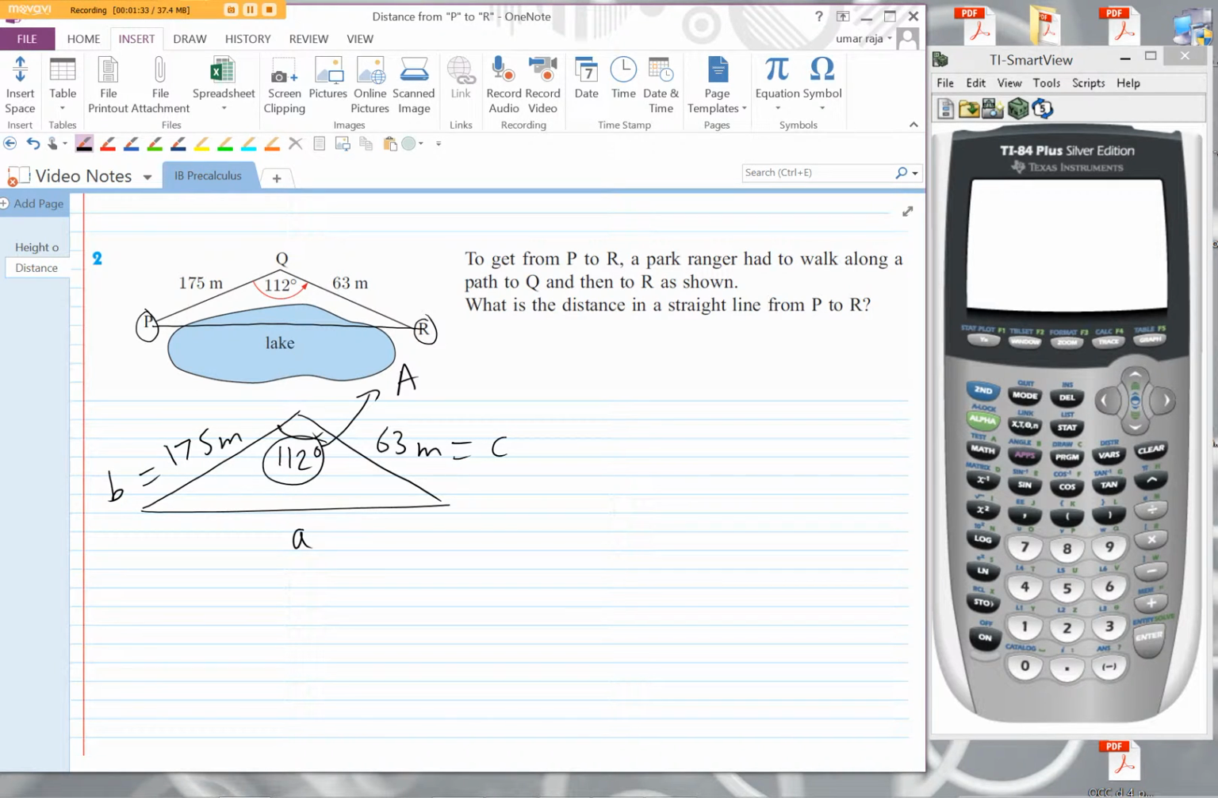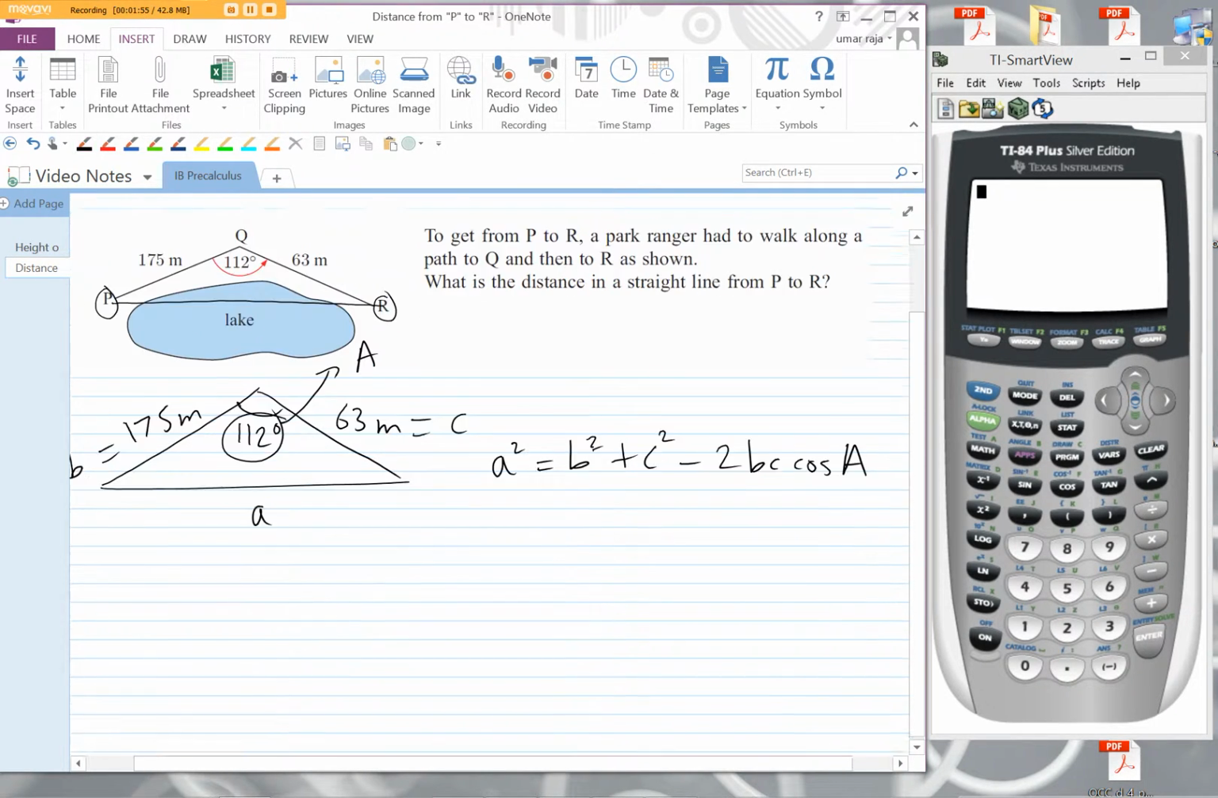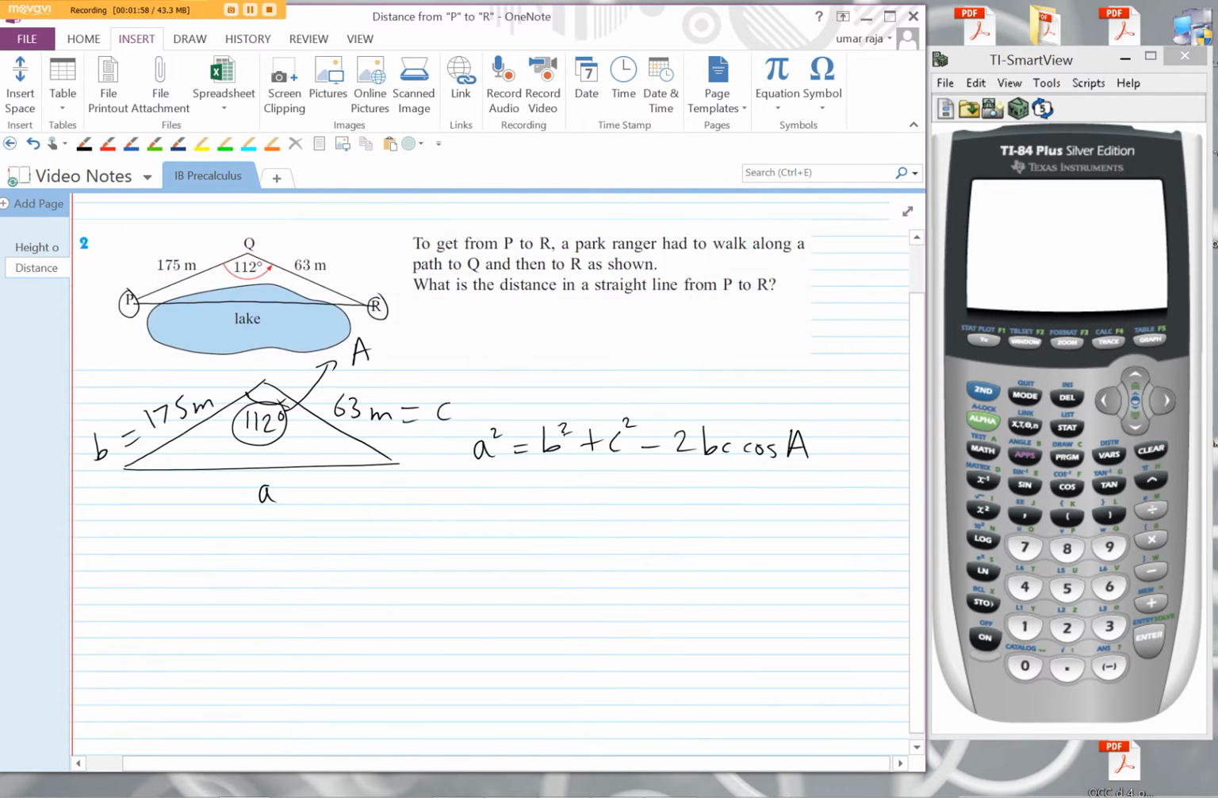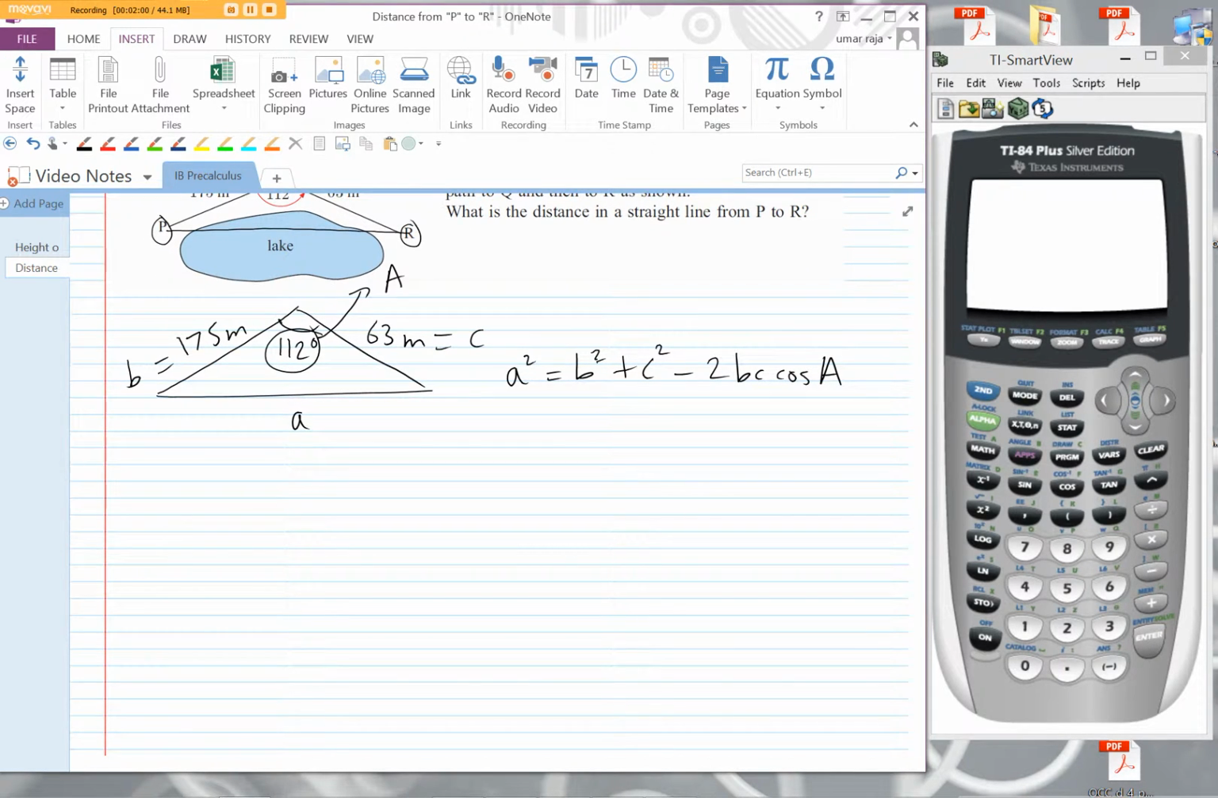Now, let's write out the equation we're going to use to solve this problem. This is what the law of cosines says: A squared is equal to B squared plus C squared minus 2BC cosine of A. That's what the equation says. Now you can see that at this point it's really easy. All you have to do is plug in the values and solve for the thing you're looking for.